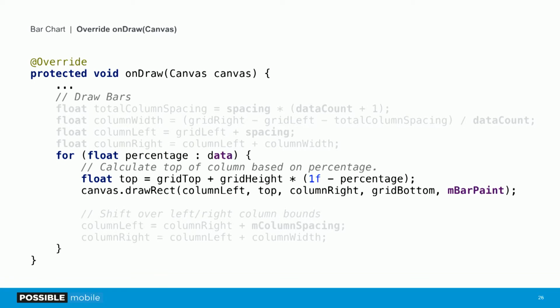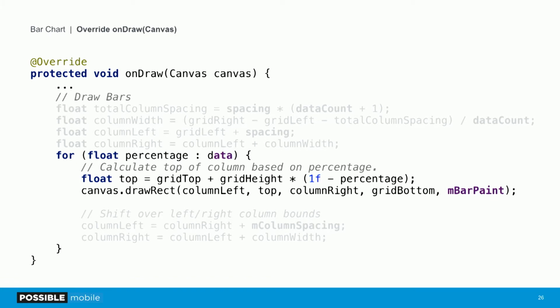So in this case, we need to calculate what Y value the top of our bar will be. We're going to start with the top of the grid, because that's the tallest it can be. And then we're going to add our height of the grid times 1 minus our percentage. The reason we're doing the inverse here is because we know if we're showing 100%, we want the bar to be as tall as the entire graph.